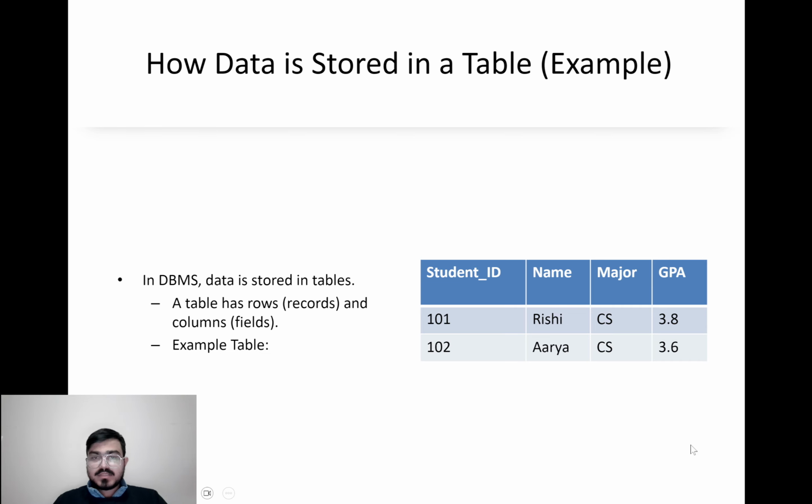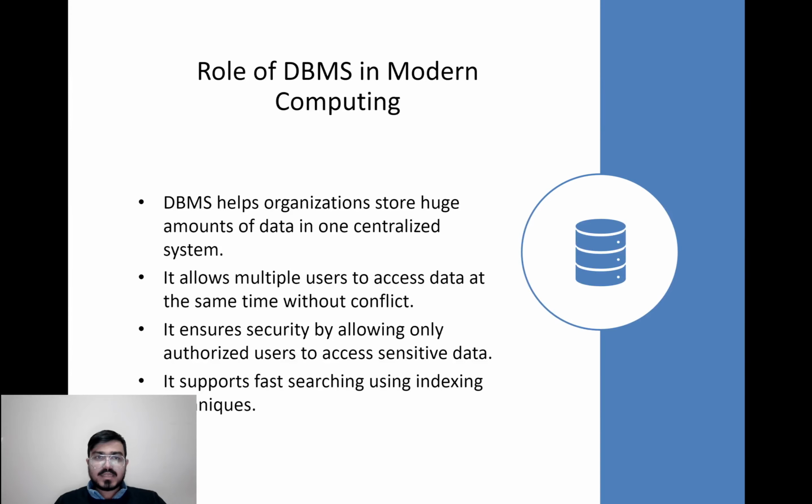So you can see here 101, student name Rishi, major CS, and his GPA is 3.8. And the second one is 102, Arya, CS, and her GPA is 3.6. Each row represents one student, and each column represents one type of information about the student. So this structure makes the data clean, organized, and easy to search. Compared to a simple text file, this table format is much clearer and more professional. Let's move to the next slide.